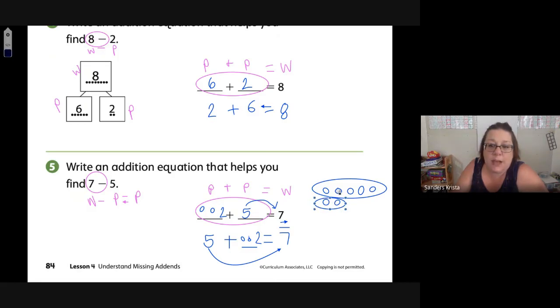2 plus 5 equals 7. 5 plus 2 equals 7. The answer is the same no matter what you do.